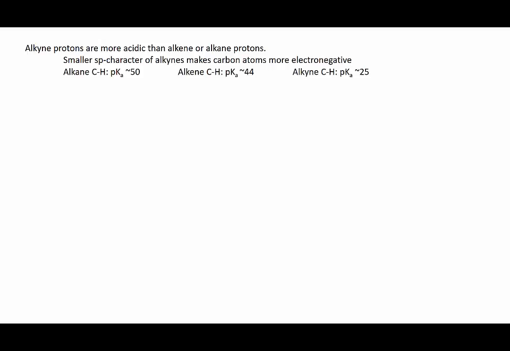So to show you the trends of pKa, an alkane's pKa is around 50, which is really high. It's basically not acidic at all. An alkene drops down to 44, which isn't that much better. But an alkyne pKa drops down to about 25, which means we can deprotonate it with a very strong base.